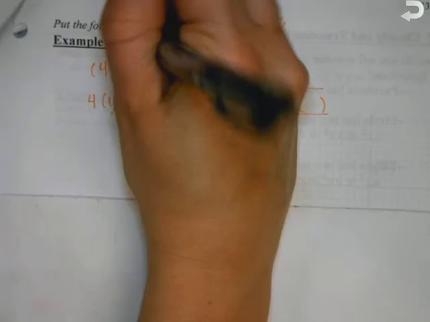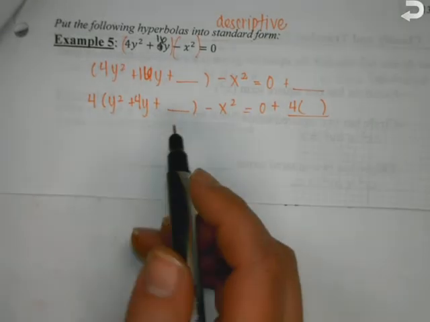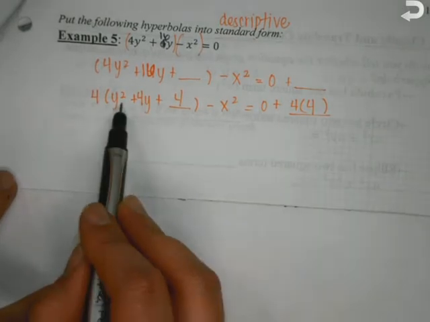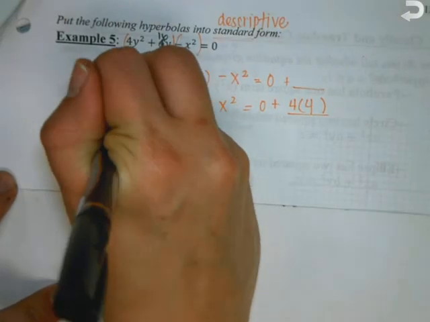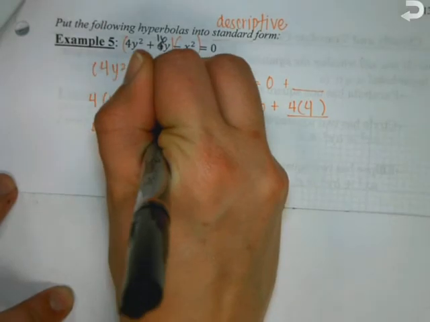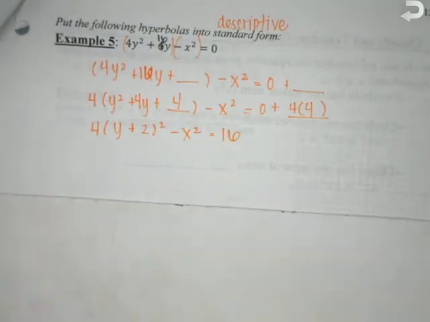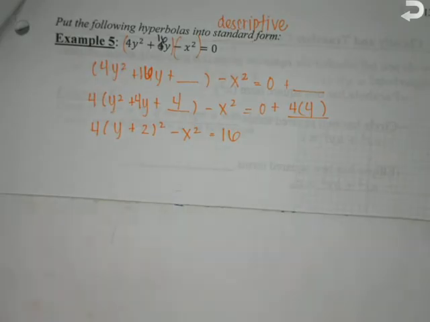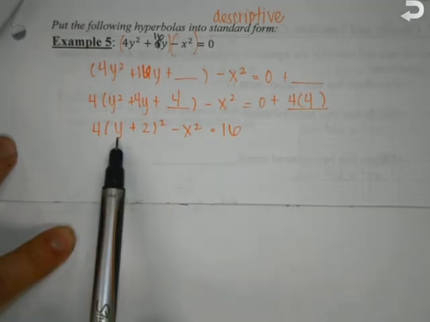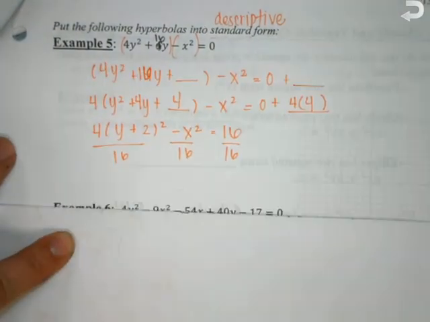Okay, so let's factor this thing. That's going to be 4 times y plus what? 2 squared minus x squared equals 16. Okay, this is pretty close to what we want. What do we have to do next? Divide by 16. Now remember, this is standard form, the way it's written right now. I want it in descriptive, so divide everything by 16. And that is going to give me (y plus 2) squared all over 4 minus x squared over 16 equals 1.